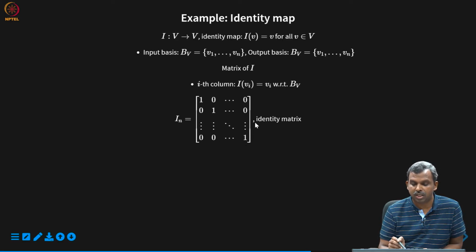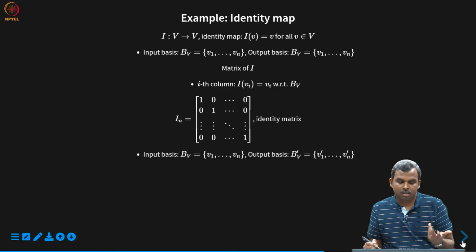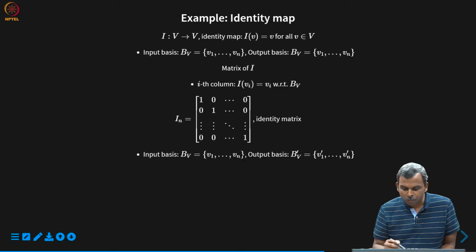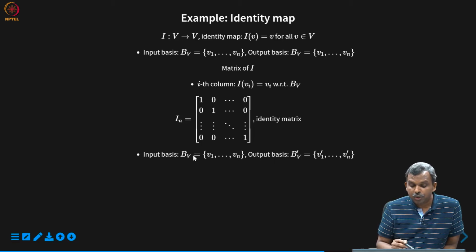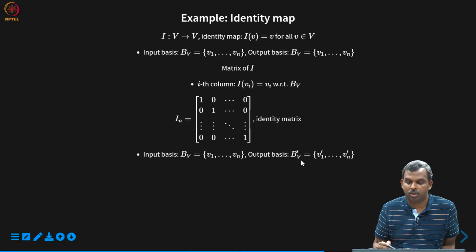Okay, so it's very easy to see how you get the identity matrix under this map. Now what I can do, which you probably don't want to do for the identity map, but let's try it, see what happens. For the output, instead of using the same basis BV, maybe I want to use another basis, B prime V. I can do this, right? So nothing stops me from doing that.